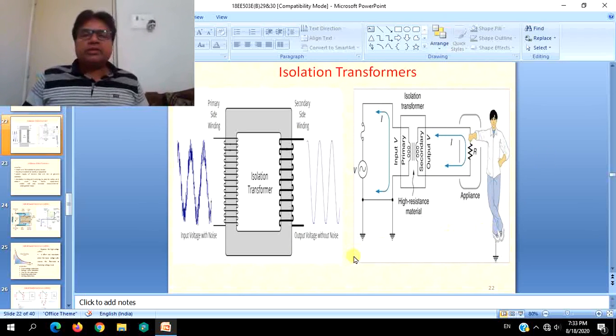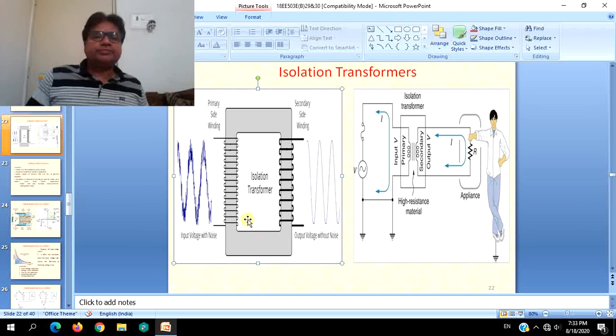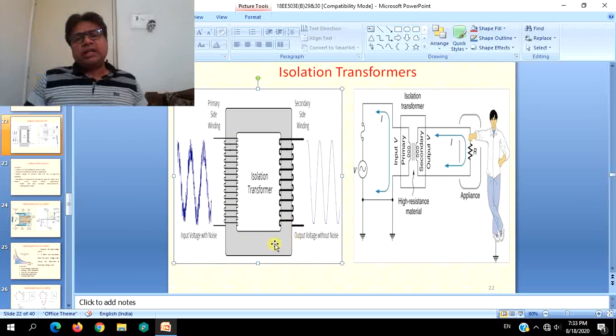Here are some figures shown for isolation transformers. In the first one, this left one, this is a simple isolation transformer. And what is an isolation transformer? It is nothing but a 1:1 transformer basically. That is, the transformation ratio is 1, which means simply secondary voltage will be equal to primary voltage. Number of turns will be the same.